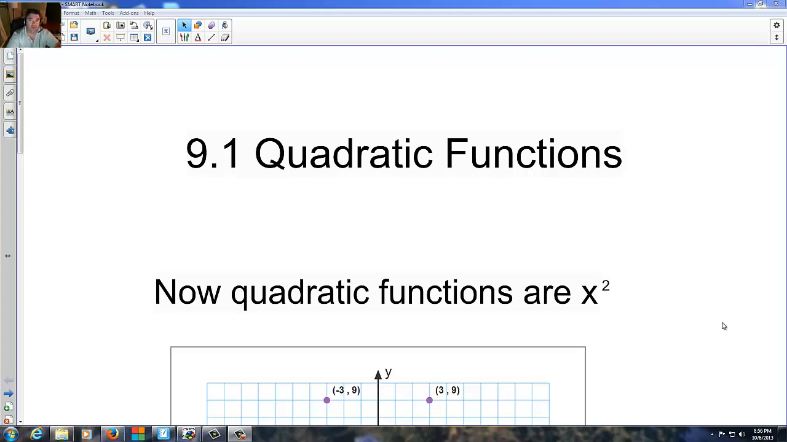Today, 9-1, Quadratic Functions. New chapter, some new ideas, but don't worry, they're going to be real easy.